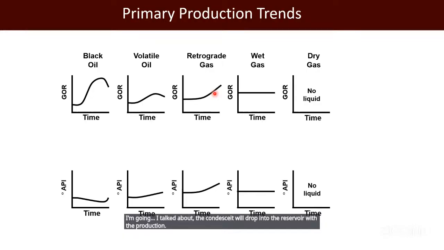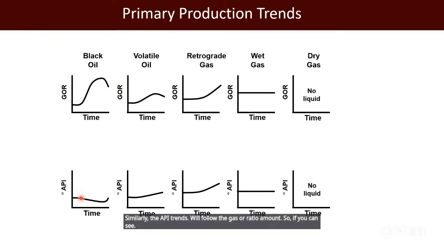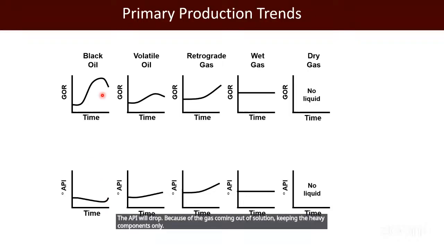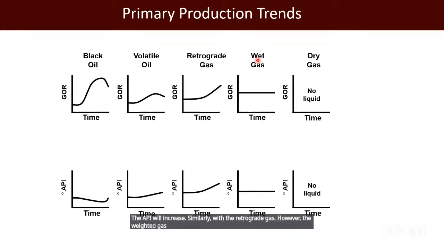Similarly, the API trends will follow the gas oil ratio. So you can see the API will drop because of the gas coming out of solution, keeping only the heavy components. And after the gas oil ratio drops because of the mobility, the API will increase. Similarly with the retrograde gas. However, the wet gas will remain constant because we don't have a phase change in the reservoir in the case of the wet gas, since the liquid will drop out at separator conditions only.